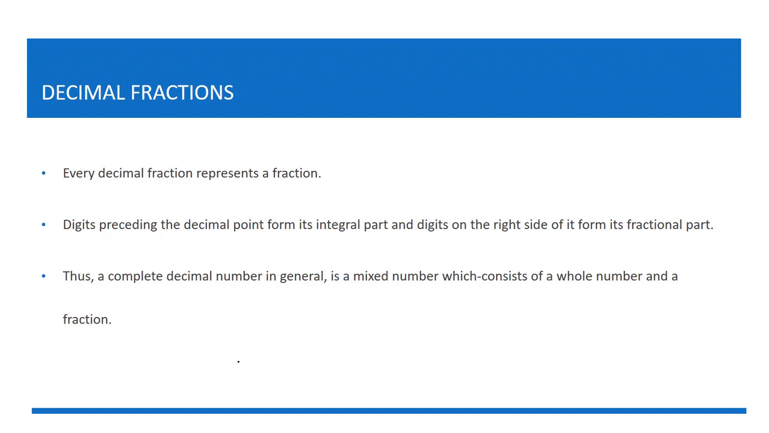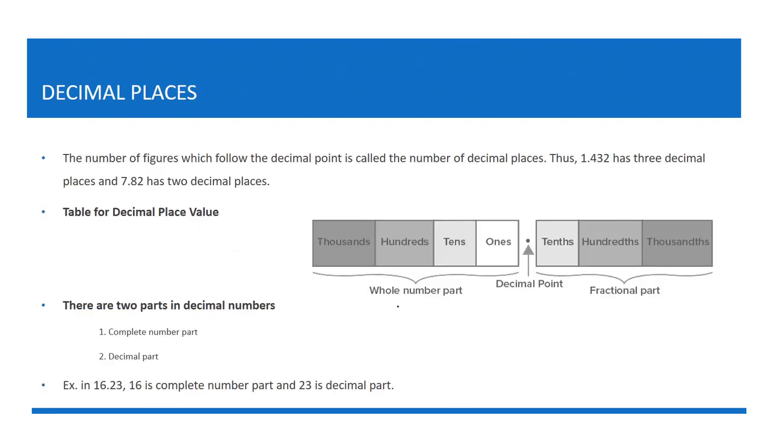Right, so the digits preceding the decimal point form its integral part, and the digits on the right side of it form its fractional part. Let us check this out here. Here it is the integral or whole number part, and here is the fractional part after the decimal. Suppose you consider 1.432 as 3 decimal places and 7.82 as 2 decimal places. So there are always two parts in a decimal number.